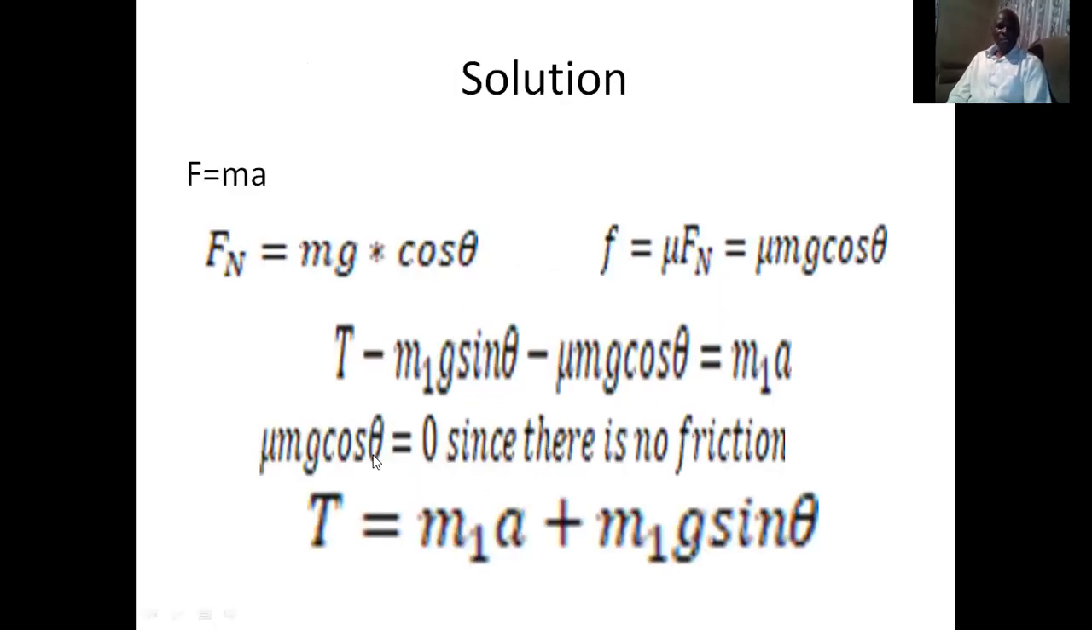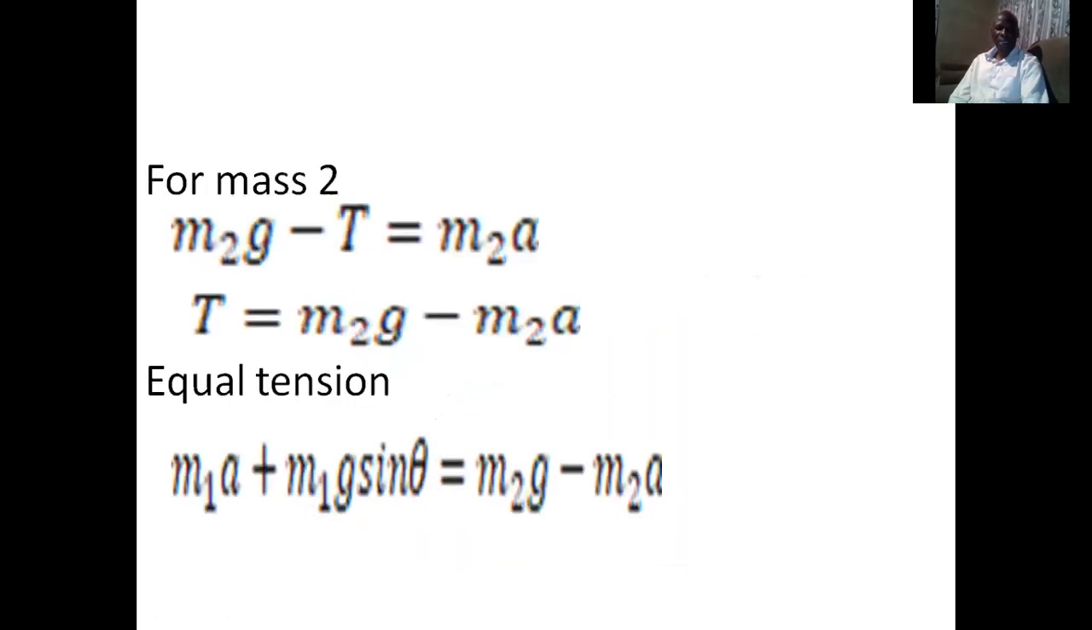Now, we stated from the question that we consider that there is no friction between the book and the inclined plane. Therefore, this part here, mu m1 g cos theta, becomes zero. And then we can make T the subject of the formula. If we make T the subject of the formula, we take this part inside. So we're going to have m1 times acceleration plus m1 g sine theta. And so this is the first part of the equation that we have developed for this object, which is actually accelerating upwards.